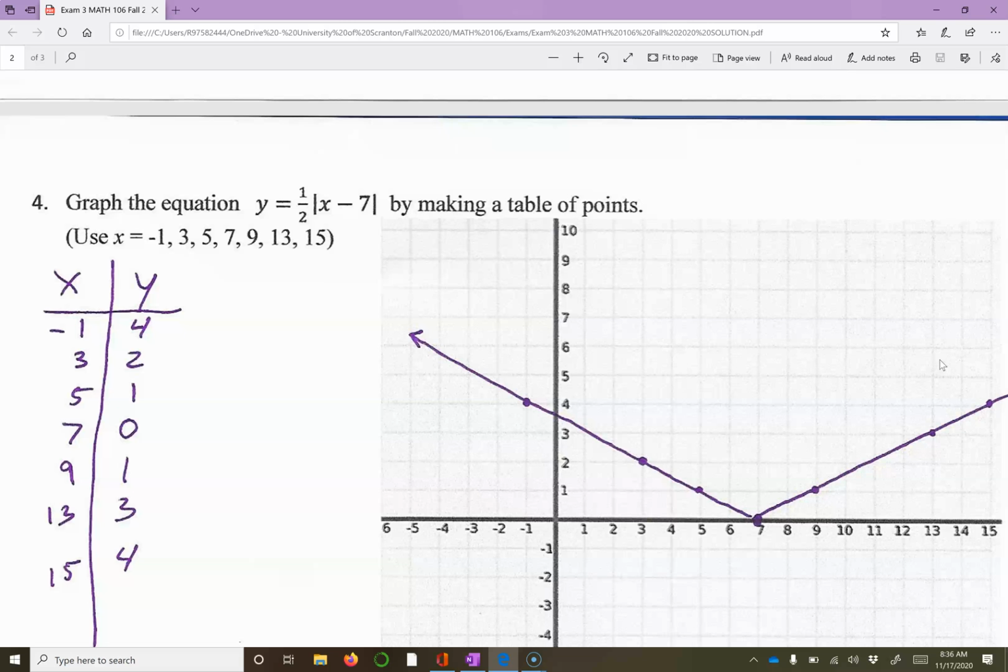Now, these aren't random x values. I chose x values so that you would get whole y values, so you didn't have to worry about decimals, so it was easy to plot. And in section 2.7, we actually looked at what an absolute value function looks like.